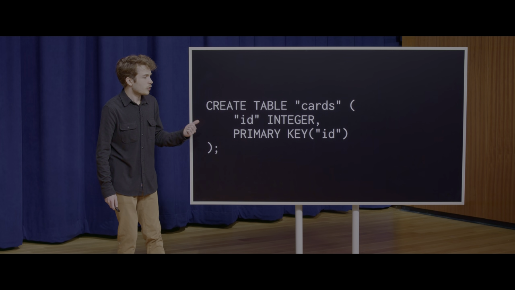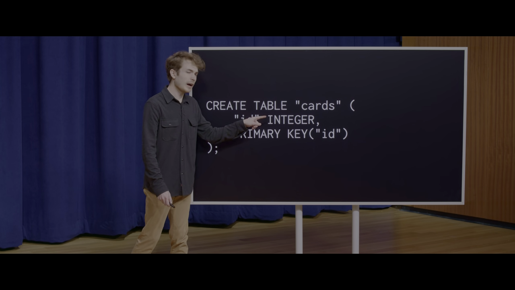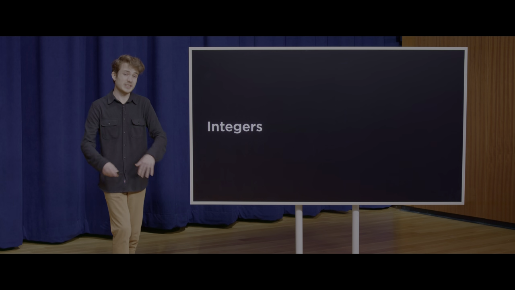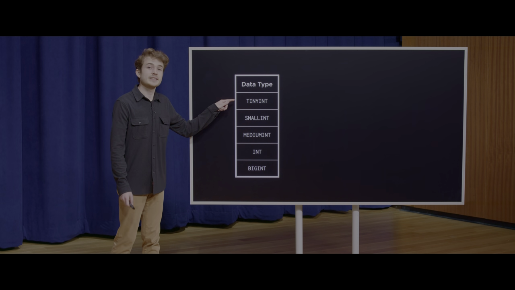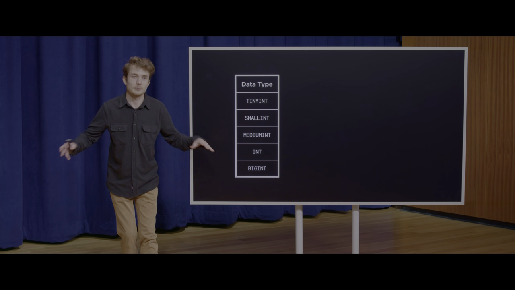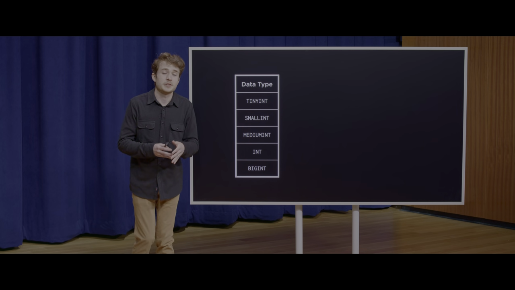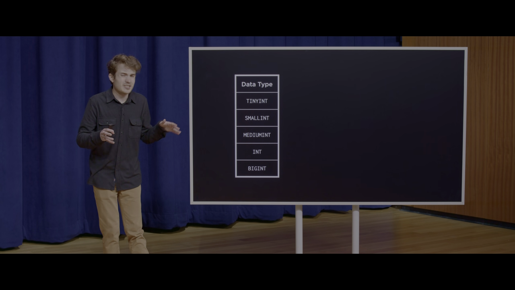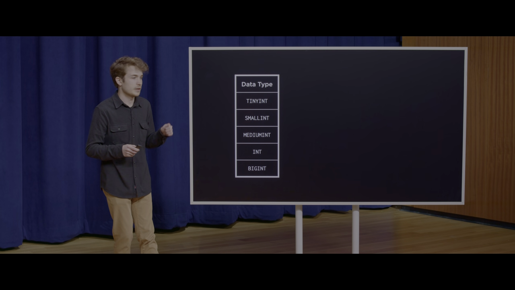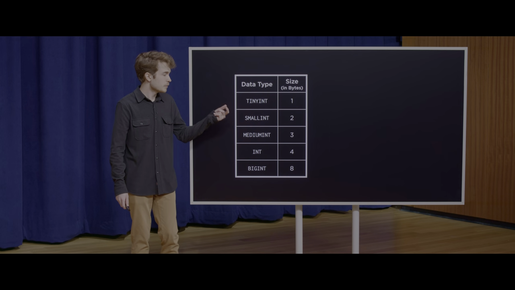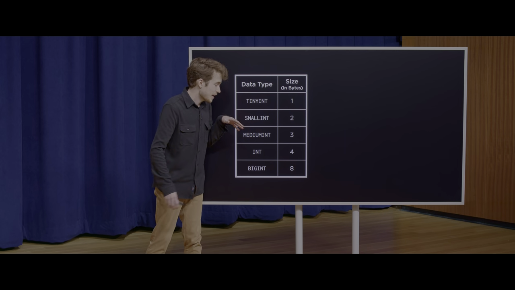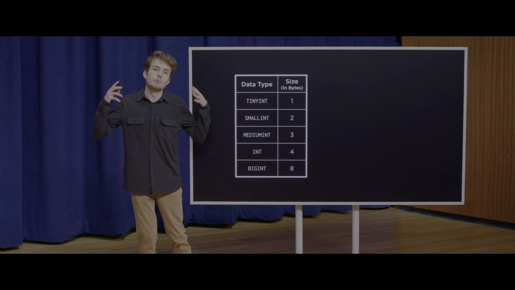So we should think, what kind of types might MySQL have for integers? Well, it turns out there's more than just one. There are actually several here. We have tiny int, small int, medium int, int, and then big int. So lots of choices over our integers, and these vary just based on their size. They all store whole numbers, but they do vary based on their size. A tiny int is only a single byte, about 8 bits. But a big int is 8 bytes or 64 bits.